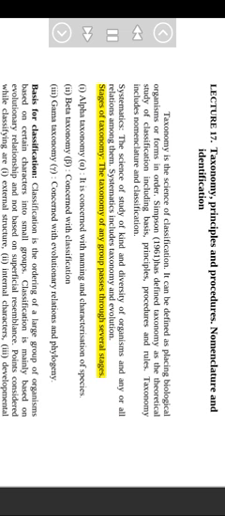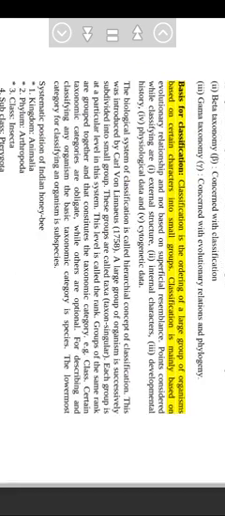Stages of taxonomy. The taxonomy of any group passes through several stages. Alpha taxonomy, alpha, it is concerned with naming and characterization of species. Beta taxonomy, beta, concerned with classification. Gamma taxonomy, gamma, concerned with evolutionary relations and phylogeny. Basis for classification. Classification is the ordering of a large group of organisms based on certain characters into small groups.